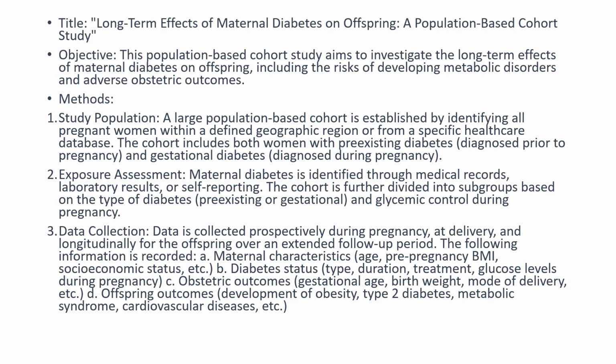This is an example of a cohort study in which the effect of diabetes on offspring has been studied over a long period of time. This is a population-based cohort study, and not only does it look at the long-term effects of maternal diabetes on the offspring, it follows up these children to find out how many of them will develop metabolic disorders and adverse obstetric outcomes over time. So as they are growing up, as children, and even as young adults. You can imagine that this study would take about 20 or 30 years to complete.